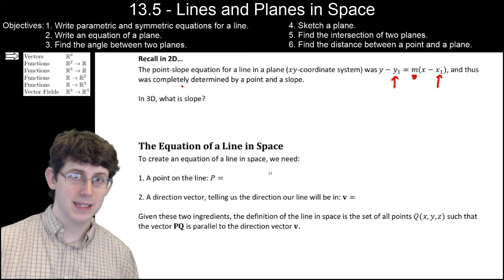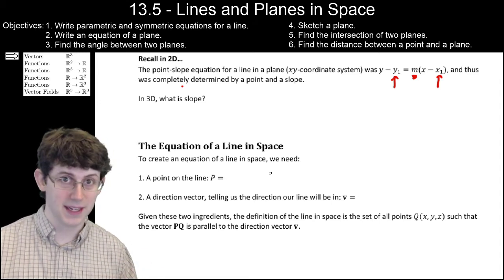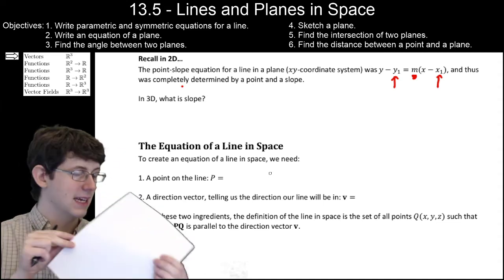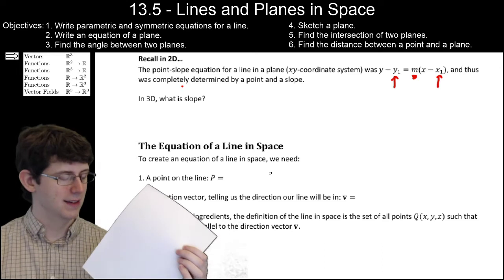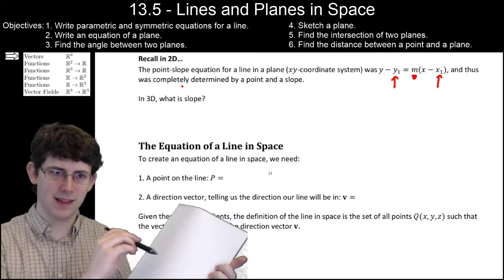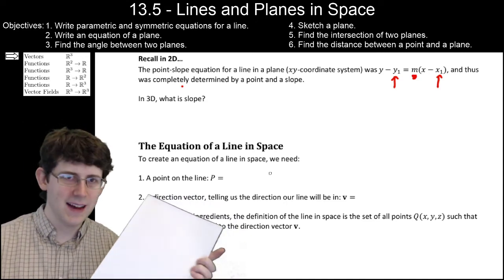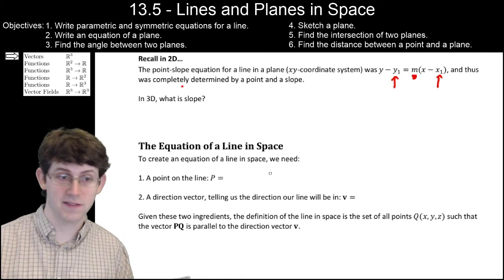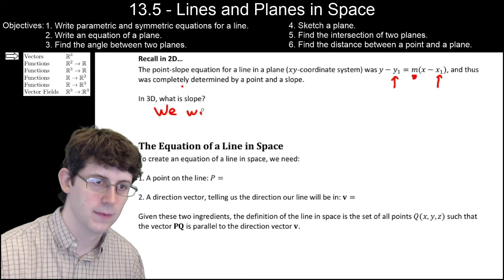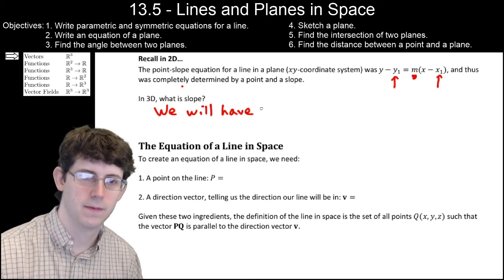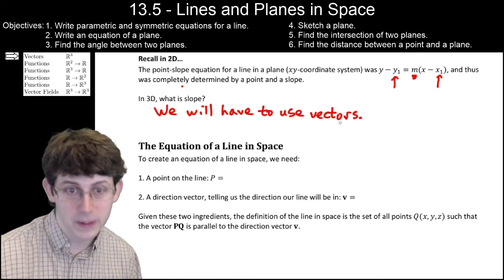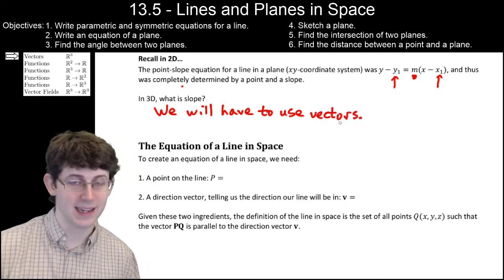Now, the problem is in 3 dimensions, we don't have a number, a scalar, that's a slope. If I have some flat plane and I ask you, what's the slope of the plane? Well, what do you mean the slope? It's kind of steep if I look that way, it's kind of flat if I look that way. And so I don't really have a number. Instead, the slope of a plane will be given by a vector. So we'll have to use vectors. And it will turn out that we don't really get a slope. We won't be able to say, what's the slope of a plane? And the answer won't be a vector.